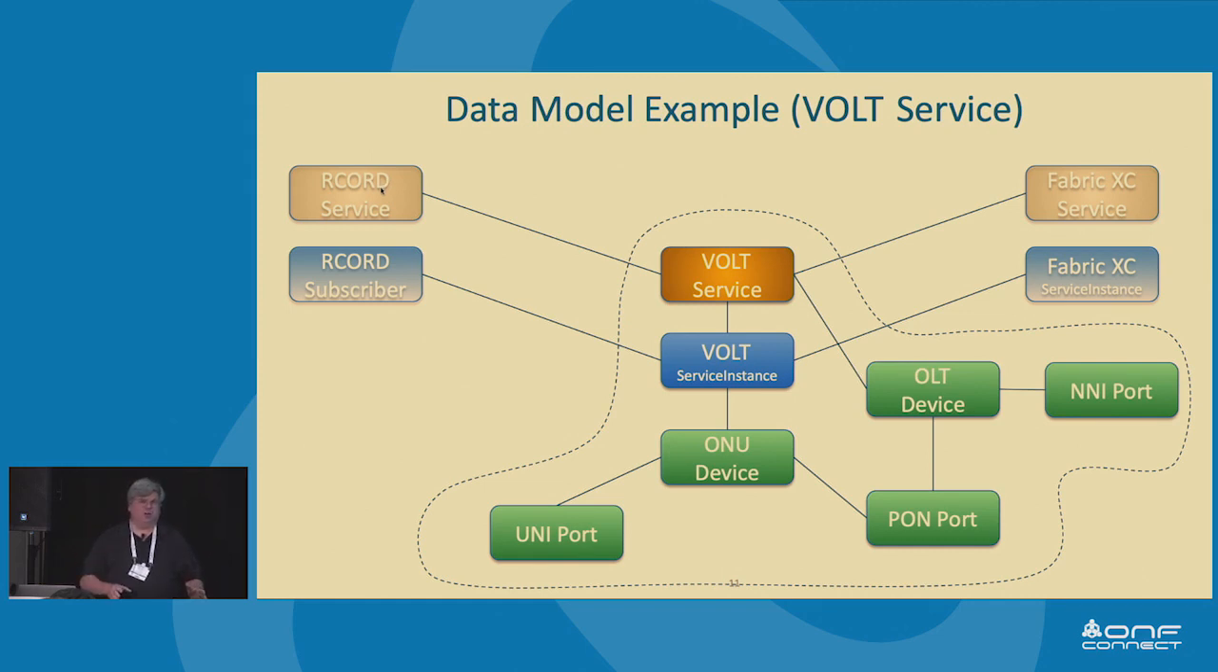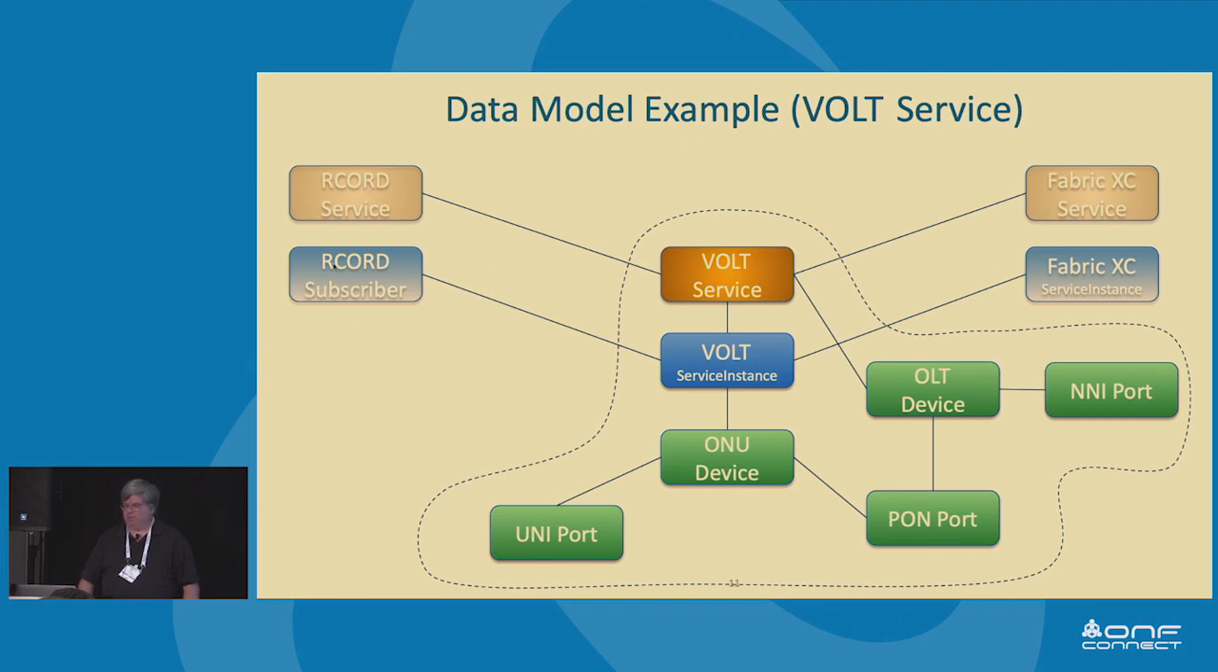depended on by the rcord service, because the rcord service implements subscribers, and subscribers need OLTs and ONUs in order to have connectivity. Then the virtual OLT service itself depends on the Fabric Cross Connect service, because those OLTs and ONUs need to get their packets out to the BNG. So you have a whole chain of dependency. One service depends on the next to get its work done.